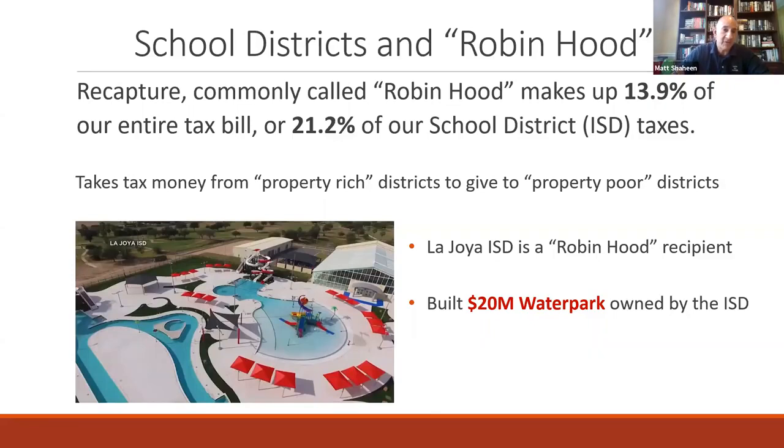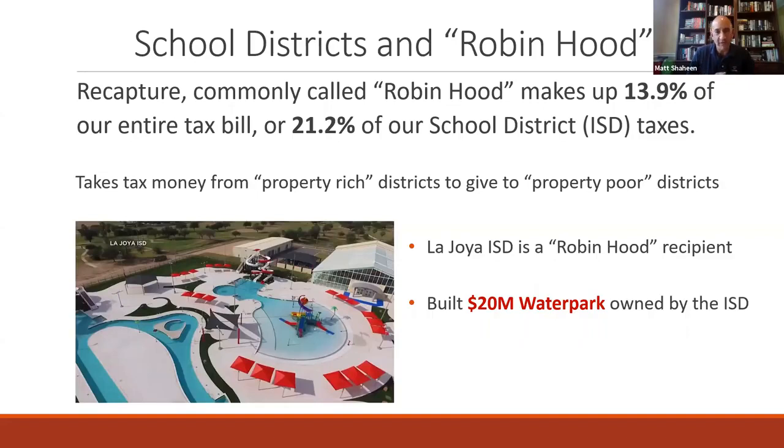And one of the things that's frustrating about this is that as those dollars go to other ISDs, they're not always the most fiscally conservative school boards. You have an example where La Jolla ISD took that money and built a water park. Another ISD built a golf course. These are obviously not fundamental to educating our children, which is the primary responsibility of our schools and school districts. So that creates a lot of frustration.